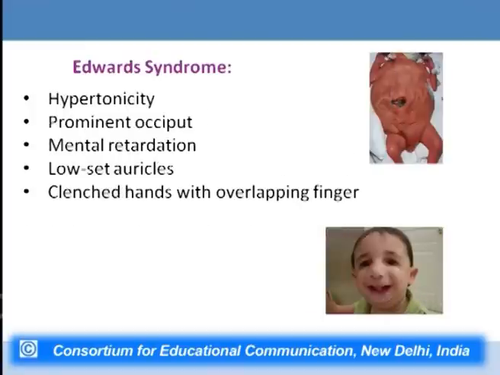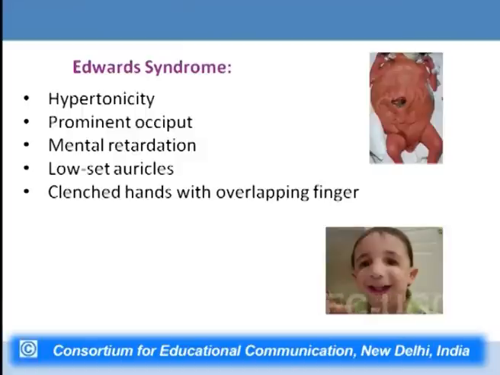Now, the individuals who have this particular syndrome show hypertonicity, that is, they show an excited state in the muscle, and they have a prominent occiput region, and most of them are mentally retarded. The external ear, that is the pinna, is very low set as compared to normal humans. The external ears are set low in the face, and their hands are clenched and the fingers overlap with each other. So, these are some of the features of individuals suffering from Edwards syndrome.